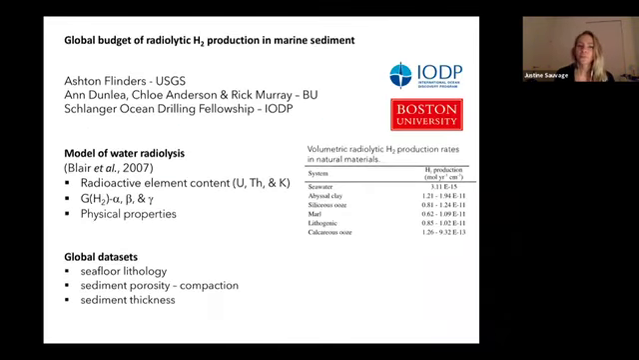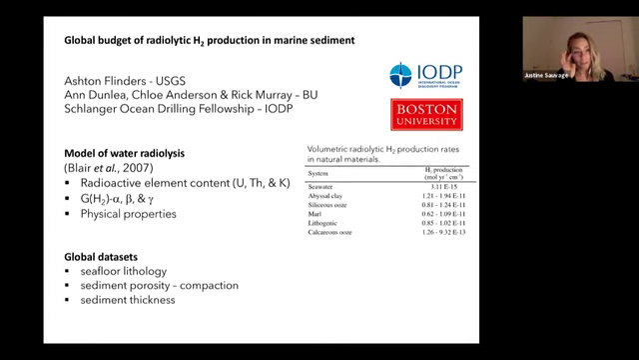To get to a global budget of radiolytic hydrogen production in marine sediment, I collaborated with different colleagues from the USGS, BU, and also the International Ocean Discovery Program. We used a formally described model of water radiolysis that calculates based on a few inputs. Those inputs are the radioactive element content of the sediments, hydrogen yields for the 3 different radiation types, and the physical properties of the marine sediment.